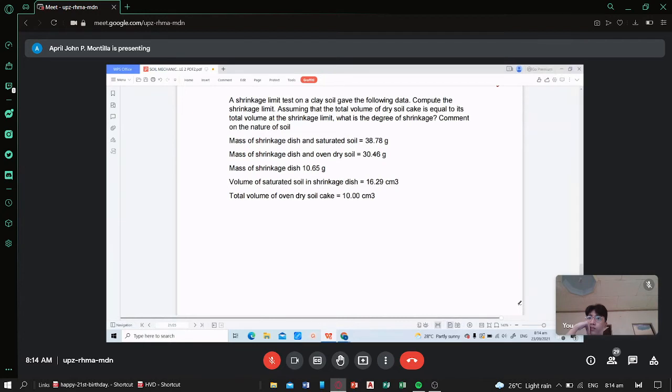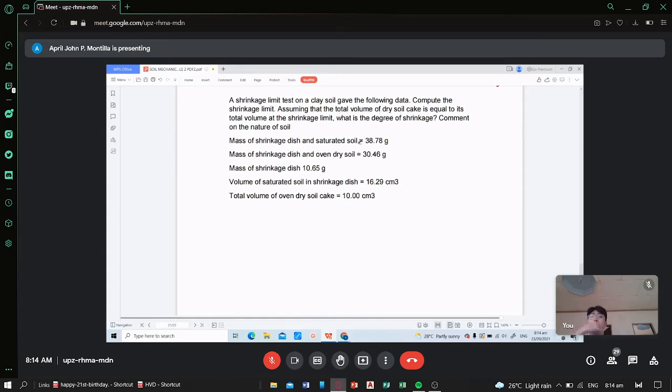Okay, so ano mga binigay sa problem, Ining? Ano kailangan mong i-compute? Ito sabi pa dyan, assuming that the total volume of dry soil cake is equal to its total volume at shrinkage limit. No? At hindi naman sinabi yan, yun yung talagang ina-assume natin. No? Dahil when oven drying, kailangan nating makompute yung shrinkage limit point. Yun yung ating goal talaga. Kaya lang hindi naman tayo makakatigil sa point na yan. Kaya ino-oven dry natin totally.